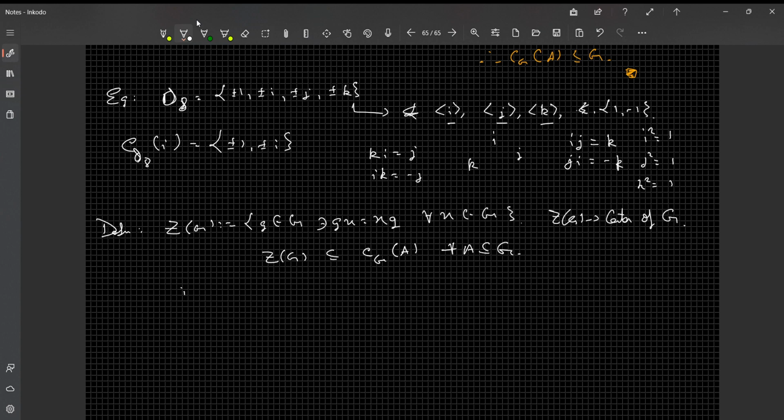Now if A is equal to G, then Z(G) is equal to the centralizer of A in G. But we know this is a subgroup of capital G. So that means Z(G) is also a subgroup of capital G. So if Z(G) is a subgroup of G and Z(G) is contained in C_G(A), therefore obviously Z(G) is also a subgroup of C_G(A). That's pretty obvious to us. Clear?